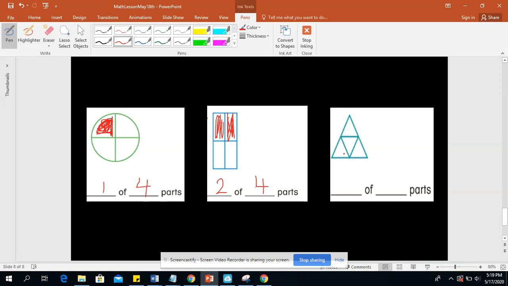Let's look at the triangle here. Again, this is a shape divided into 4 equal parts, 4/4. Let's say there are 3 parts shaded in. And again, I'm doing my best on my laptop with this coloring. It's not easy. So with this here, we would say there are 3 of 4 parts shaded in, or 3/4.